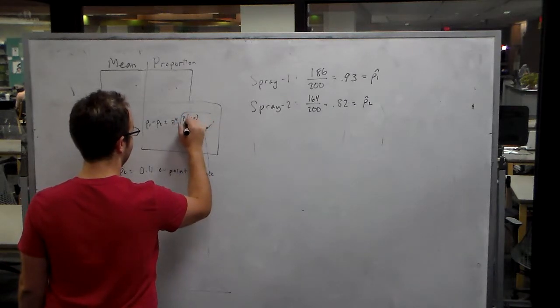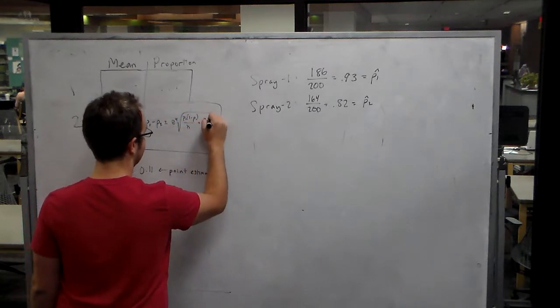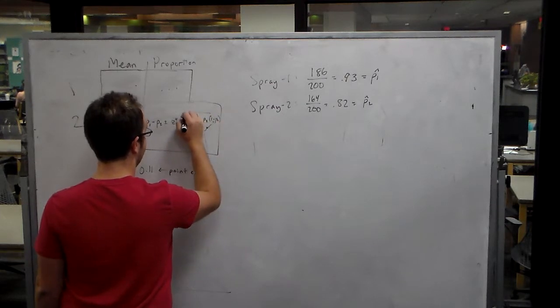P1 hat times 1 minus P1 hat over n1 plus P2 hat times 1 minus P2 hat over n2.